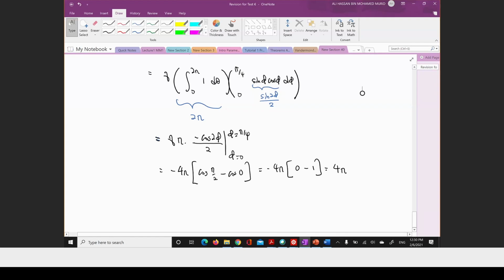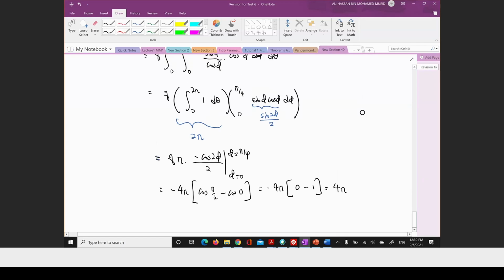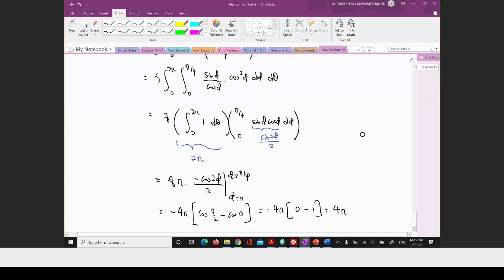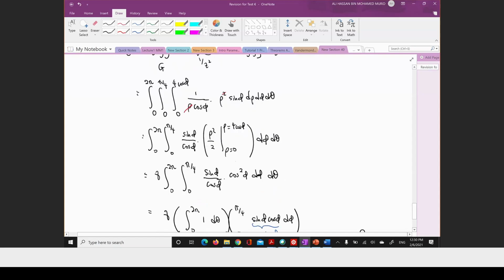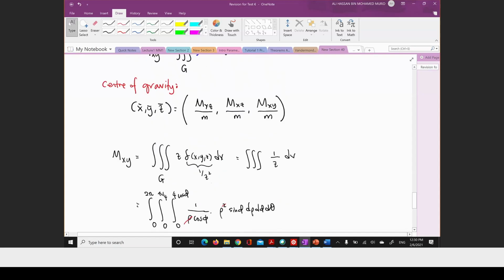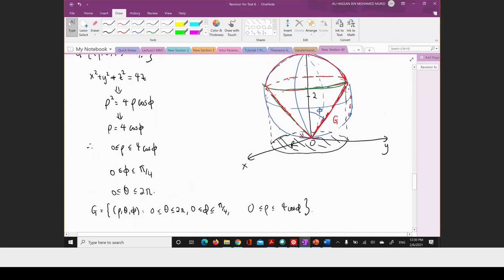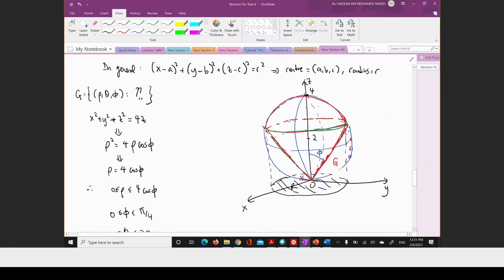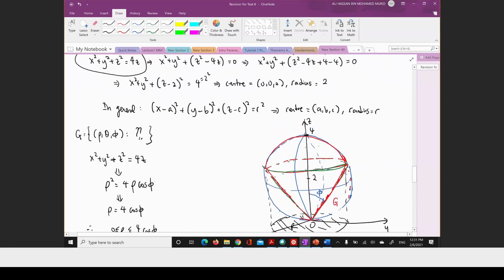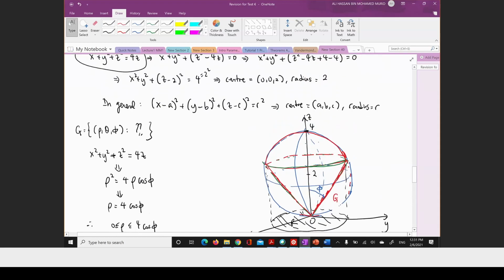This is correct, 4 pi. How come it's outside the sphere? What is the radius? 2. 4.